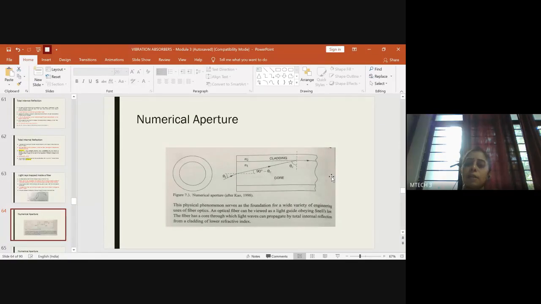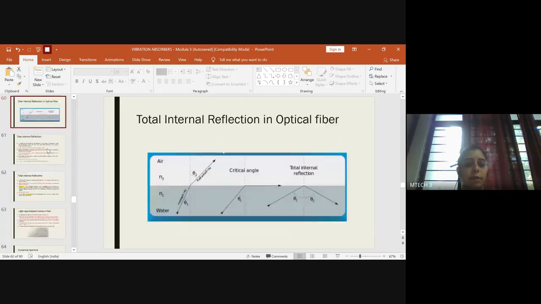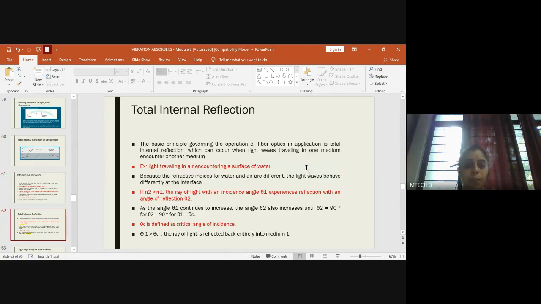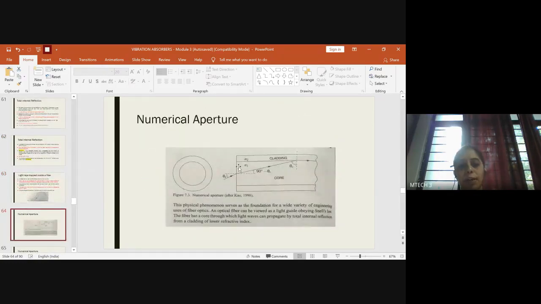This is the center part, which is the core. It is surrounded by the cladding. I told you how it operates with respect to two media. One will be the denser media and the other will be the lighter media. The denser media was considered here to be N1 and the lighter N2, as we dealt with in our example. We took air as the lighter media and water as the denser media. The refractive index for water was N1 and for air it was N2. Similarly here, in place of water we are considering the core, and in place of air we are considering the cladding area when it comes to the optical fiber. But the principle remains the same. So here N1 is the core, and N2 will be the cladding area.